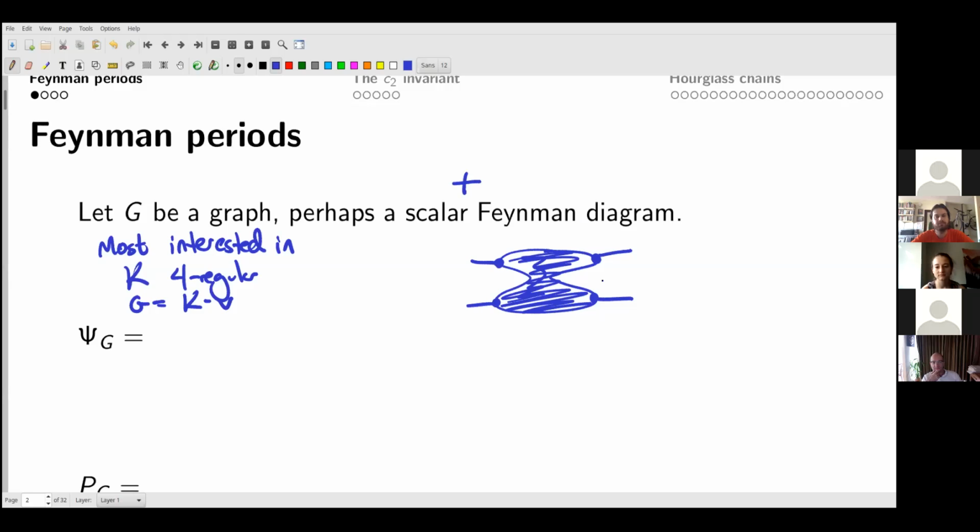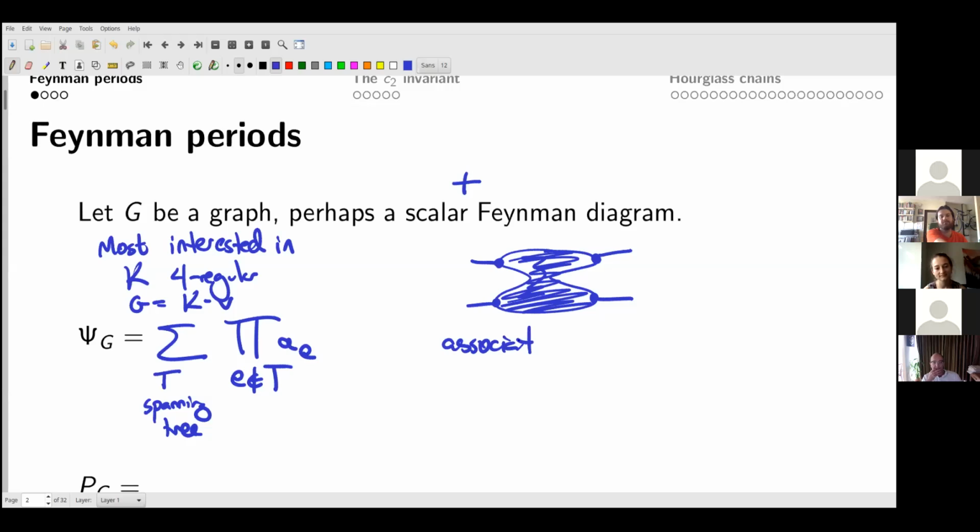Okay, now what am I going to do? I want to make the Kirchhoff polynomial of this graph, which I'm going to call capital Psi. It's a sum over all the spanning trees of the graph, and you take a product of the edges that are not in the tree. You make a monomial of the edges that you would have to cut to build that tree. I'm going to associate a variable A_E to edge E, and so I get an expression like that.